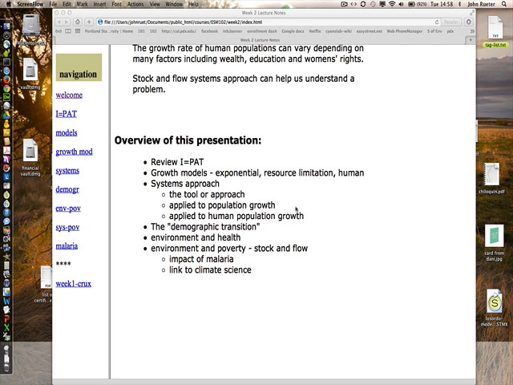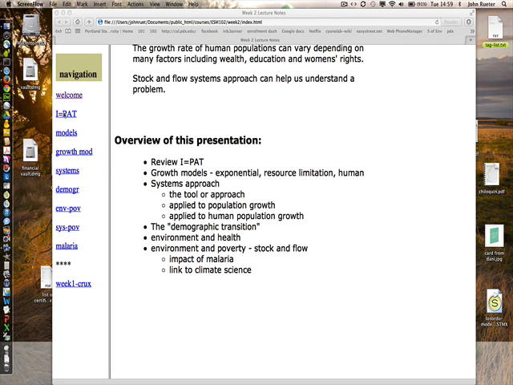Then we're going to learn this systems approach, this stock and flow systems. We'll look at the approach, we'll apply it to human population growth, and then use that as a basis to start talking about the demographic transition. And finally, we're going to use that same stock and flow systems approach to look at the environment and health interaction we saw before, and specifically the impact of malaria.